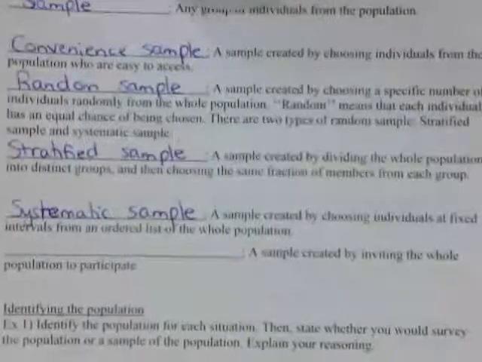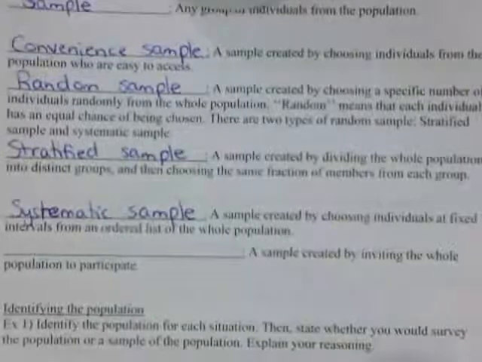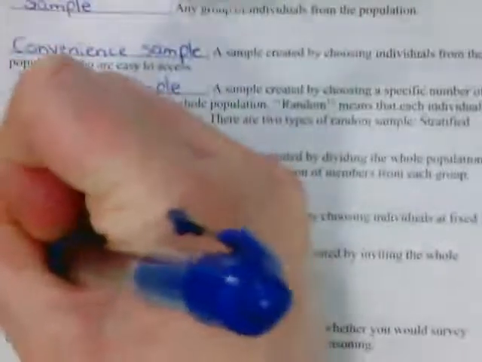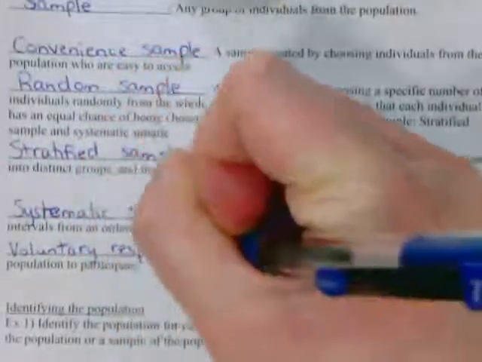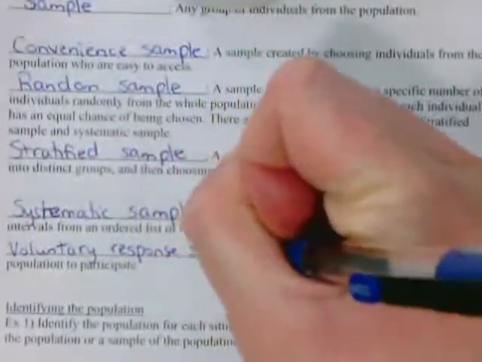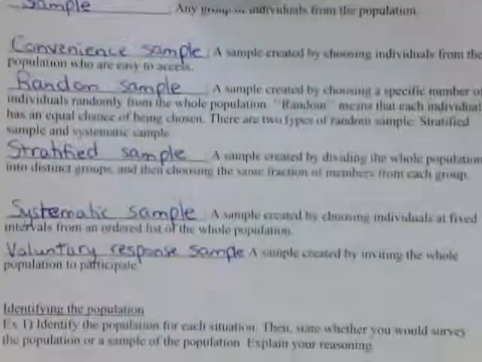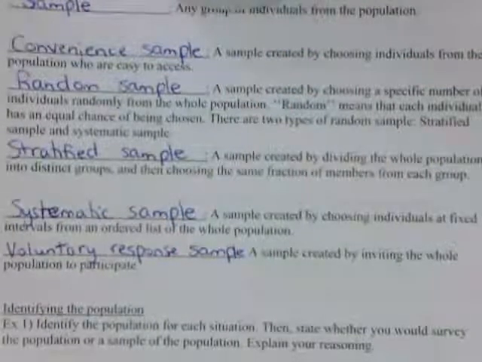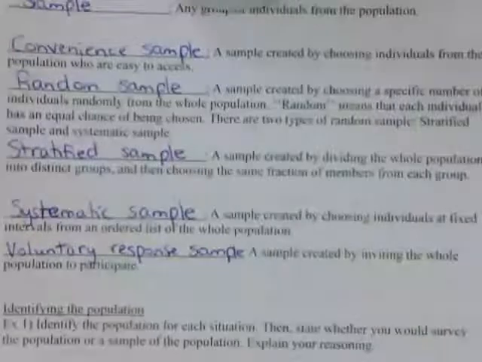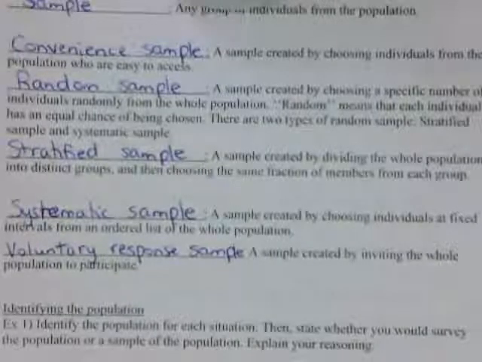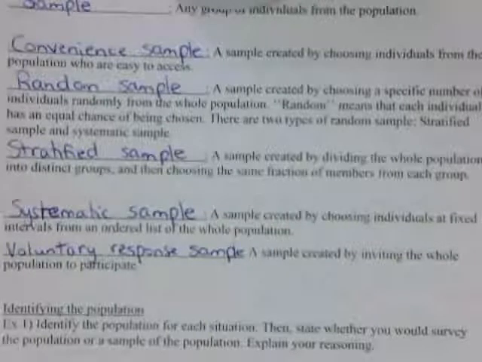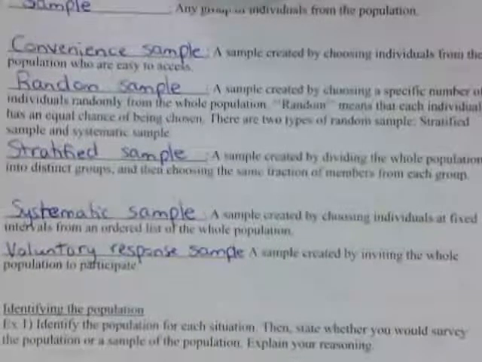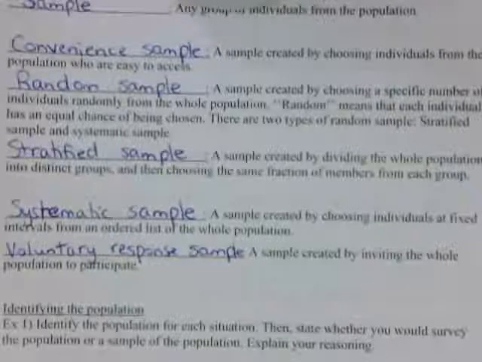The very last one is called the voluntary response sample. And the voluntary response sample is kind of how you hear it. You are responding to something voluntarily, so you are the one who chooses to answer the question or not. For example, I'm going to invite the whole class to ask me a question. But if nobody answers my question, then that's my voluntary response. If 5 people decide, that's my voluntary response.